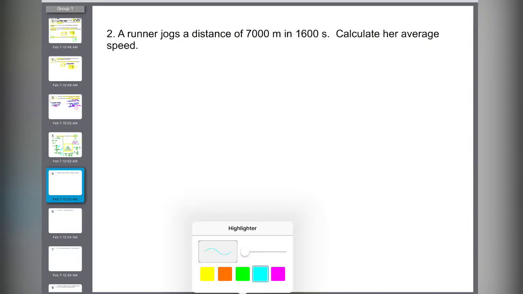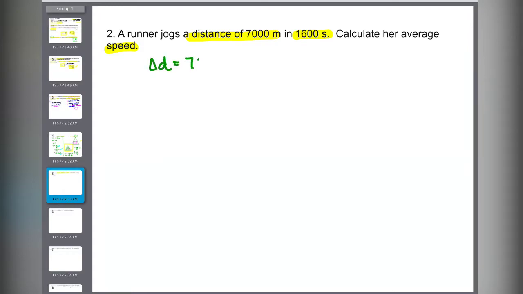All right, so let's do the next one. I'm going to change my highlighter back. A jogger runs a distance of 7,000 meters in 1600 seconds. Find the speed. So distance is delta D, and they tell me this is 7,000 meters. In 1600 seconds, that is my time. And they want you to calculate the average speed, which is your V.